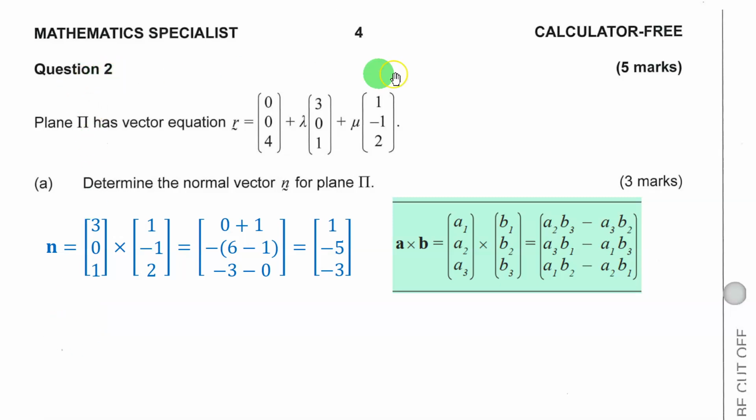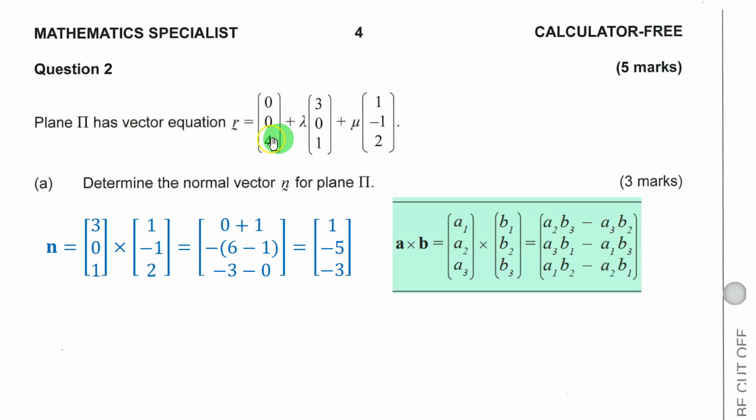So question 2, a pretty generous 5 marks as you'll see for what we've got to do. Part A asks us to find a normal vector for this plane that is given at the start of the question. So normally to get this out, I guess the first mark is going to be for identifying we need to do the cross product of two vectors in the plane.